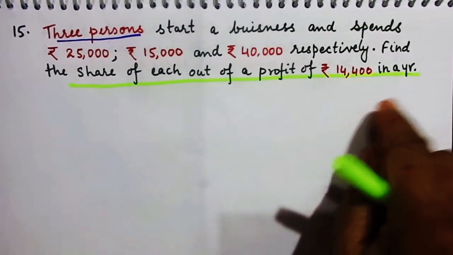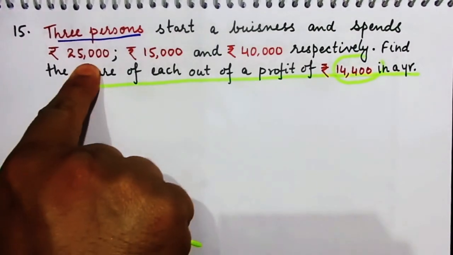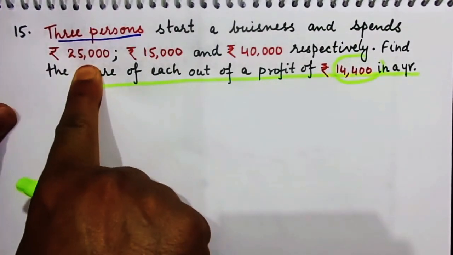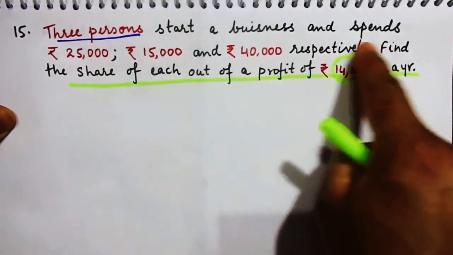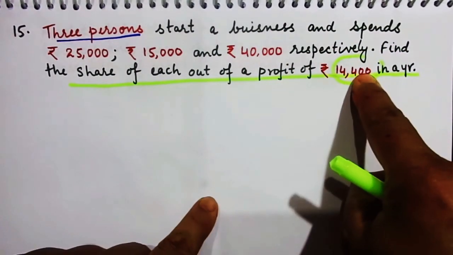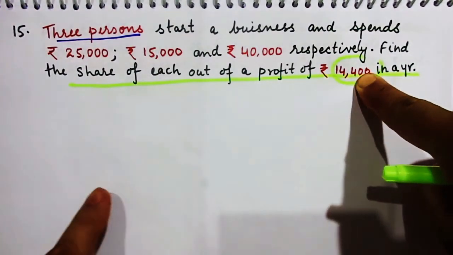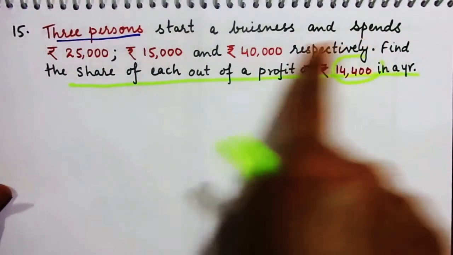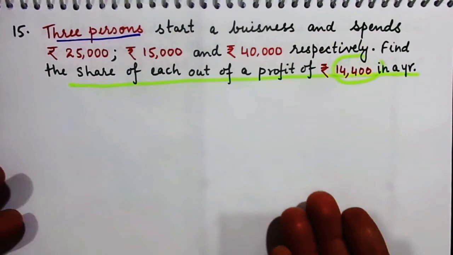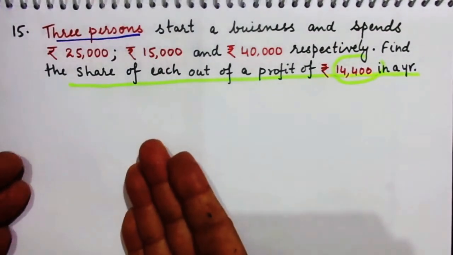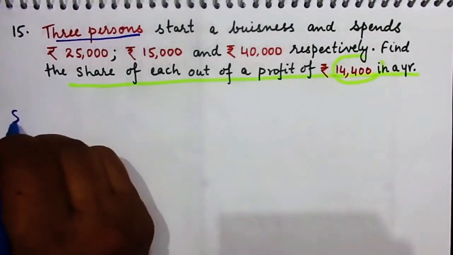14400. It means in the whole year, after investing this amount in the business, the total profit earned was this much, and now they are going to divide this in the ratio of the money they have put in the business. Obviously, a person who has put less money will get less profit, a person who has put more money will get more profit.